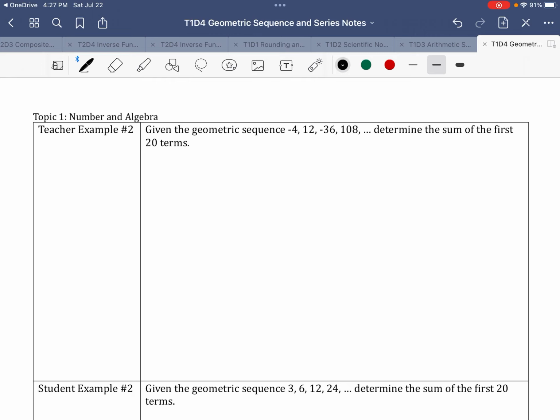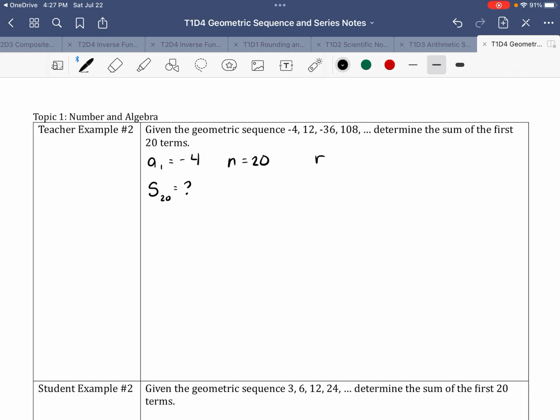Now, teacher example number 2 says that given the geometric sequence -4, 12, -36, 108, determine the sum of the first 20 terms. Okay, so again, we know that our first term here is -4. We know how to find the ratio. We'll do that in a second. We know that our n value is 20, and we're looking for the sum of the first 20 terms.